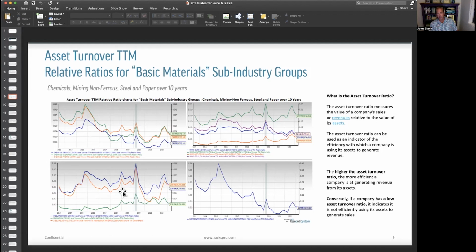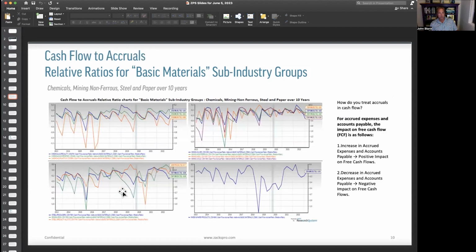For metals, non-ferrous versus gold and silver, very different. Paper, very different. Specialty steels, different than steels. Cash flow accruals, we're going to skip through this. Too jumpy, too noisy. Just point out that you want to know that increases in accruals have a positive impact on free cash flows when people are paying us better.